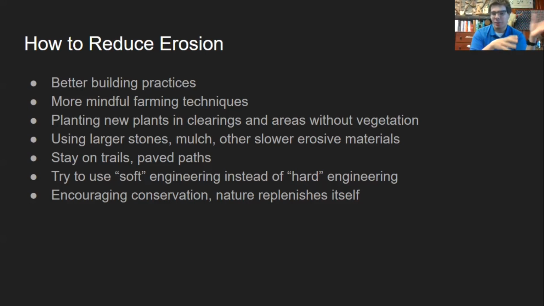Planting trees to prevent erosion instead of trying to build, like, a house right there in the middle and causing all of these problems. If you're going to build something, you should try to work with the land instead of against it. And another great way to reduce erosion is just to encourage conservation. A lot of animals actually work with the land to help replenish natural systems.